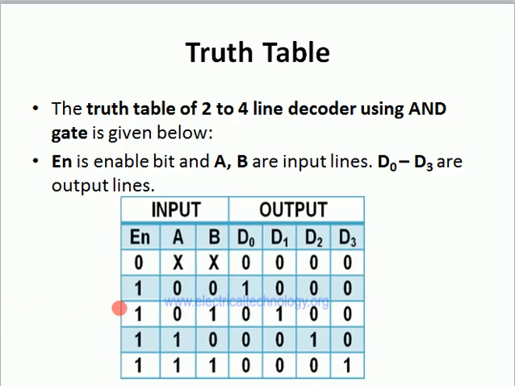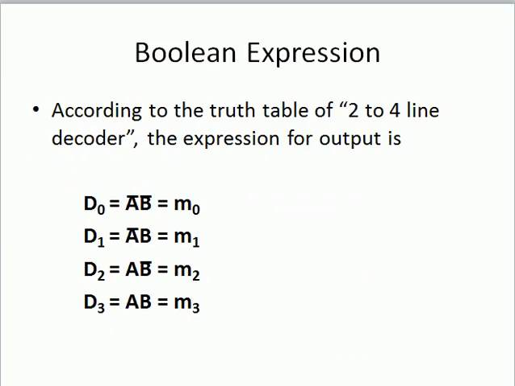Now when we get the Boolean expression for that, then we have D0 equal to A complement B complement, and that is equal to M0, the minterm M0. D1 is A complement B, and that is M1. D2 is A B complement, that is equal to M2. D3 is AB, that is equal to M3.